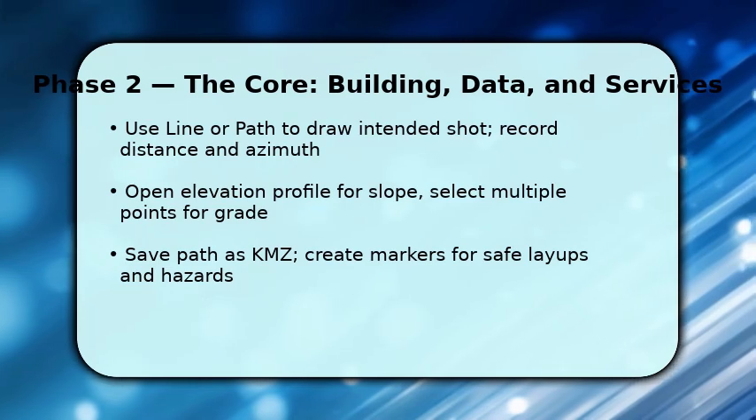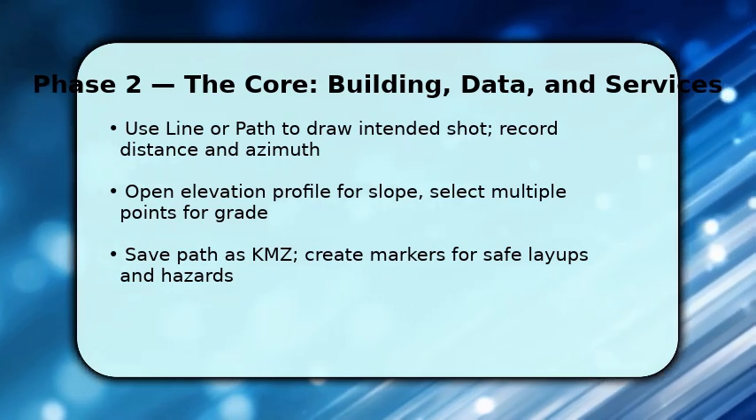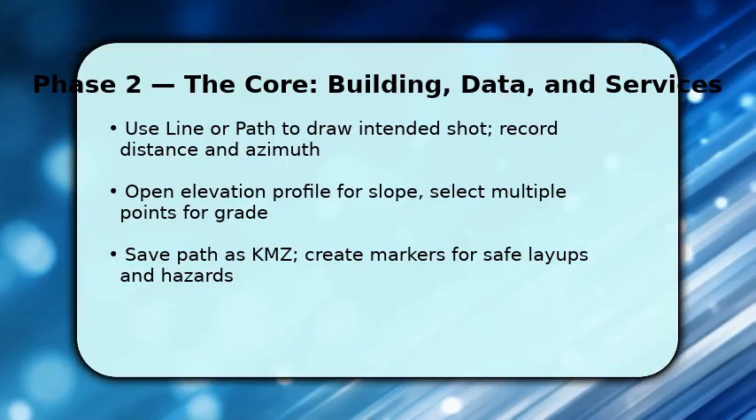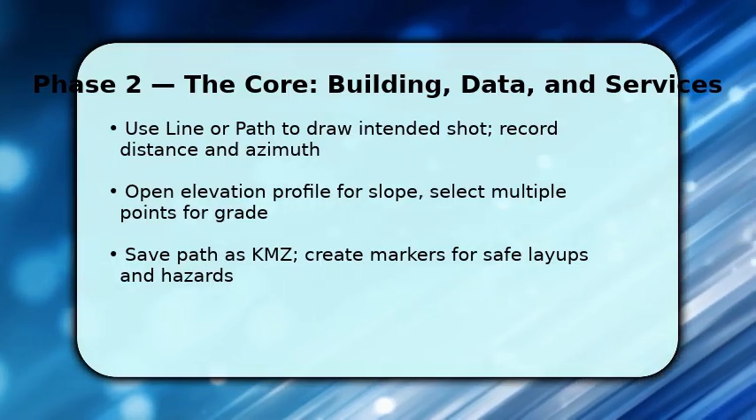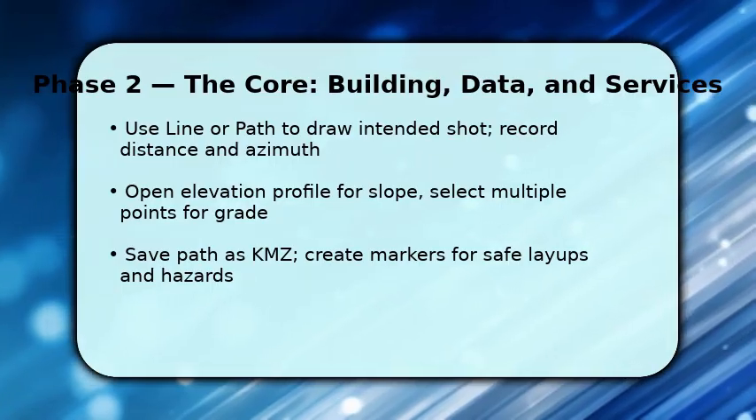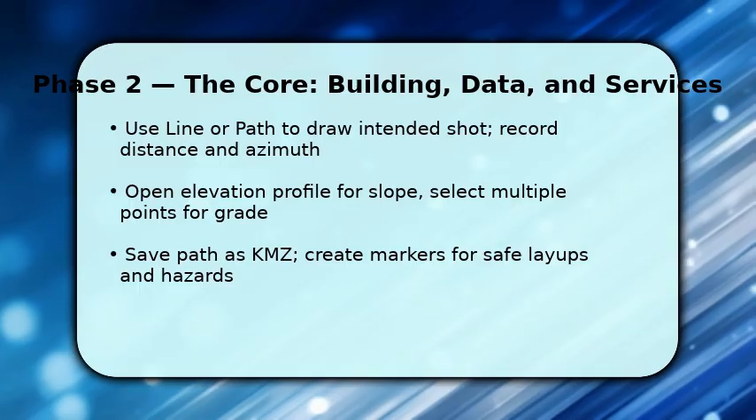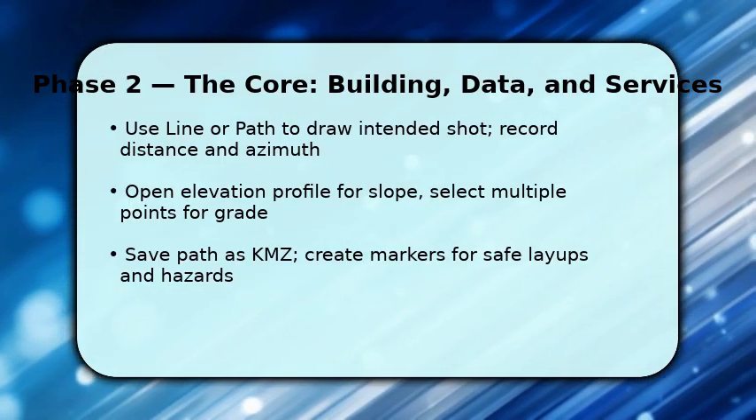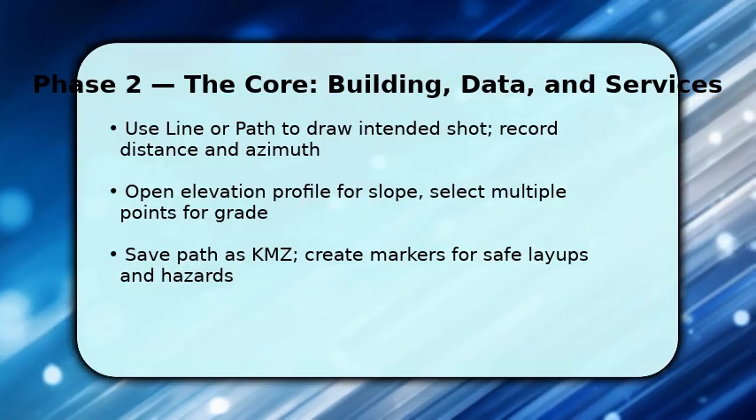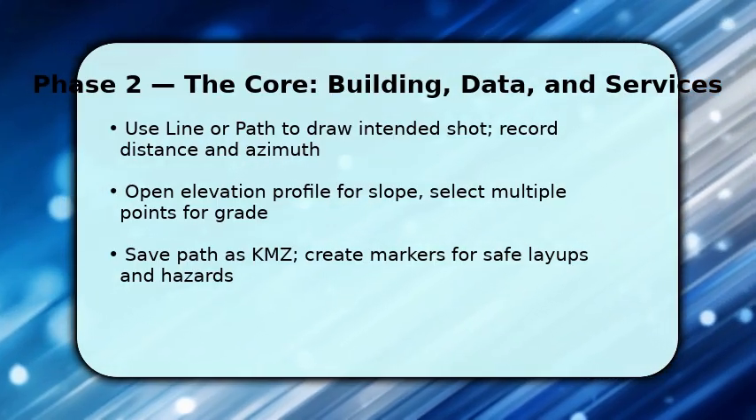You now draw the ideal shot path with the Path tool, clicking from T to intended landing and then to the pin. This gives precise distance and azimuth. Then open the elevation profile to assess uphill or downhill grade, because slope changes how far you'll carry shots. Make additional short paths for alternative lines and place markers for hazards and safe layup zones.